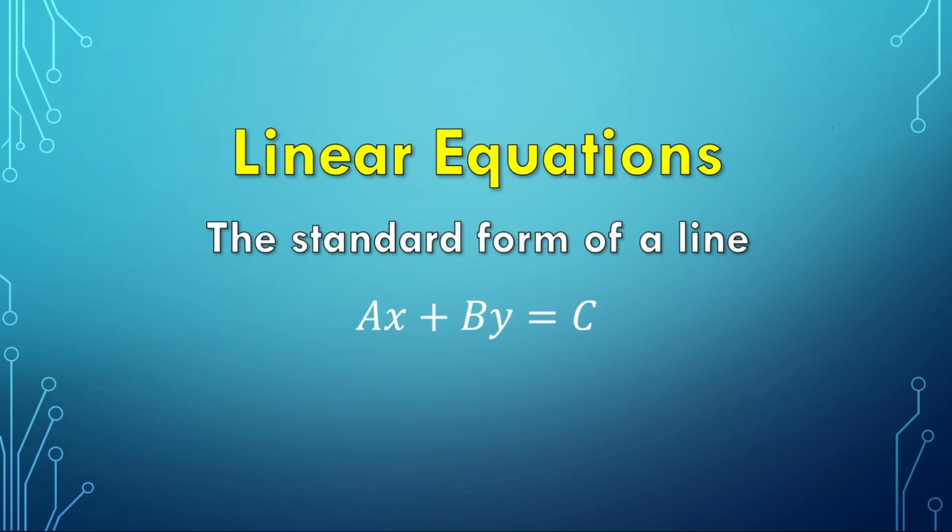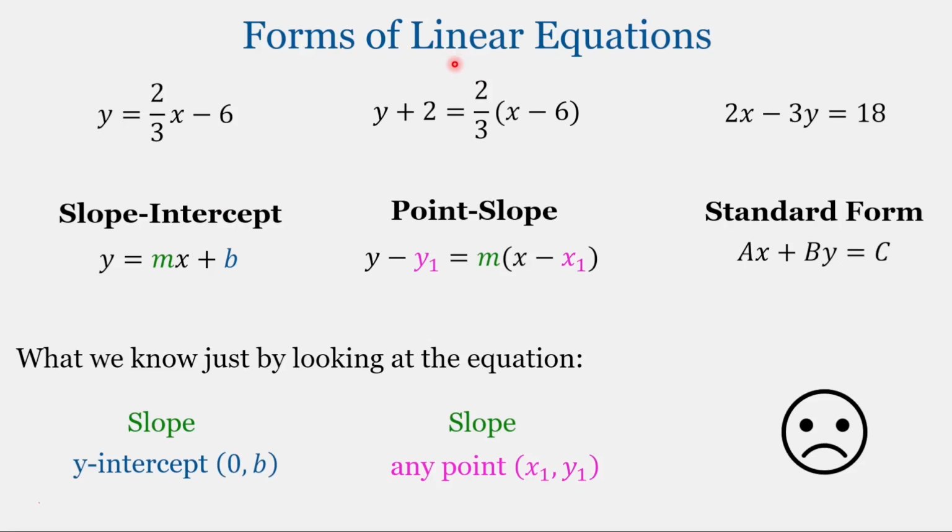Today we're going to look at another way of writing equations of a line. So let's get started. There are three main ways, or forms, we can use to write linear equations. As a reminder, the graph of a linear equation is a line, a straight line.